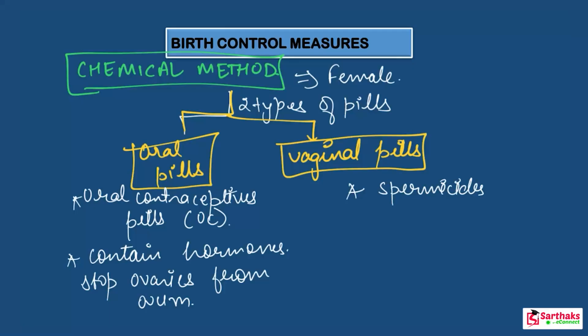Spermicides, okay, and as the name indicates, spermicide, cide means to kill. Whom? Sperms. So that kills the sperms. Got it? So this is about the vaginal pills and oral pills. Let me explain to you. Chemical methods are mainly used by females.